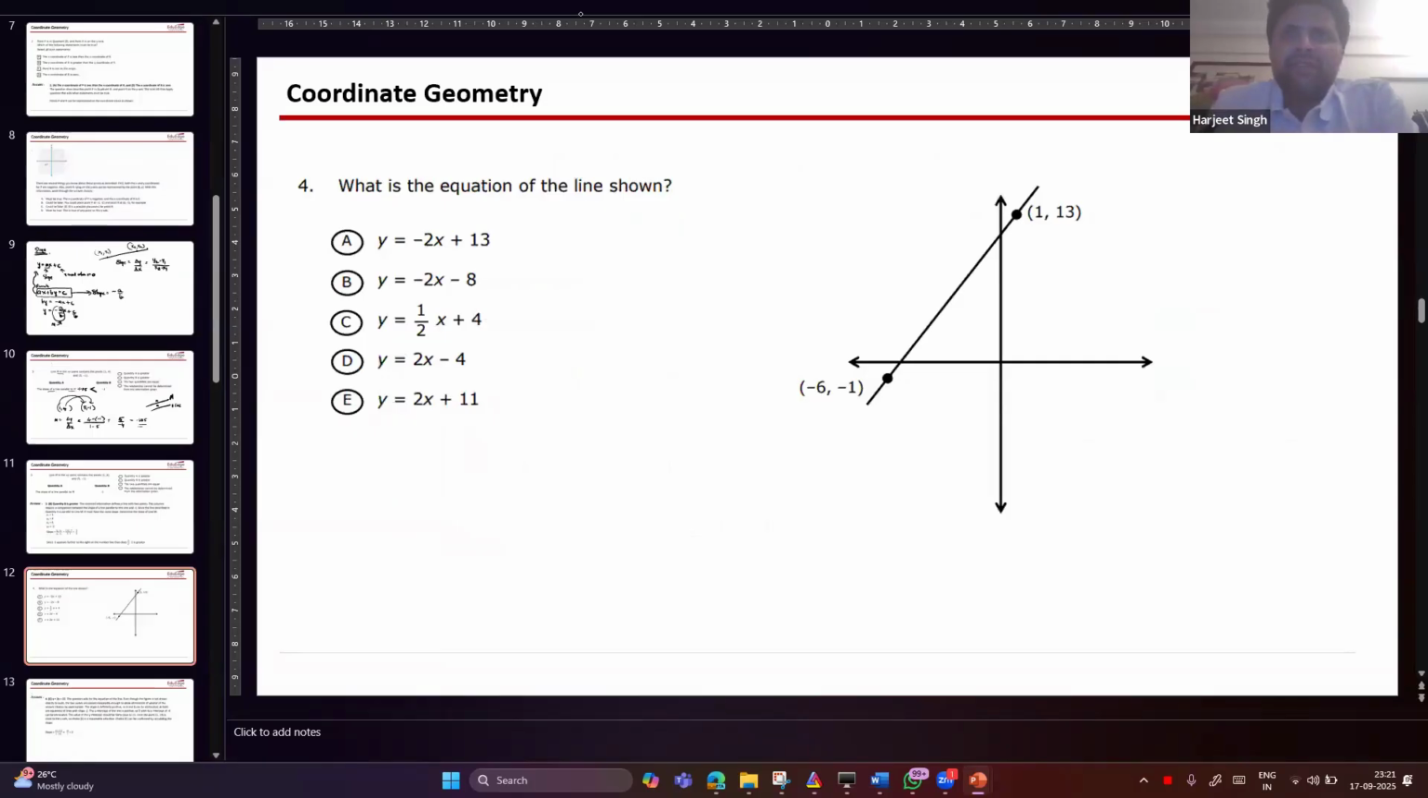Next, what is the equation of the line? First of all, is it a positive or a negative slope? The clue is anything which is less than a right angle, which is this, is a positive slope. Anything which is greater than a right angle, which is like this, is a negative slope. So this is less than a right angle, so definitely a positive slope.